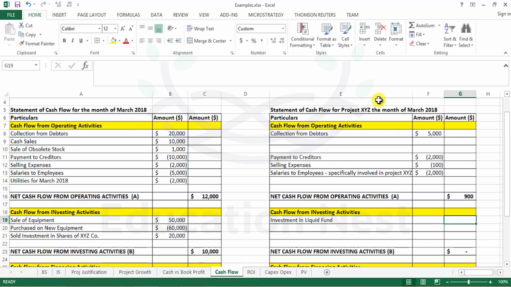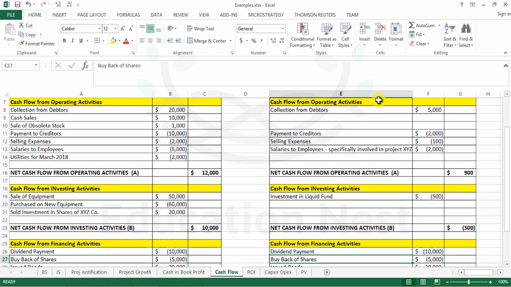He's a smart guy. He won't invest the entire amount. He knows he needs to have some amount in his hand to spare. So he just invested $500 in the liquid fund. So now net cash flow from the investing activities is going to be $500 only, right?